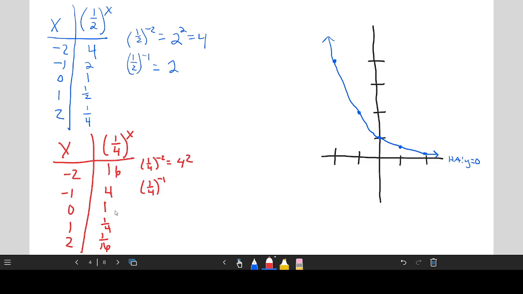So again, this is basically a horizontal reflection of 4 to the x. We used to have (1, 4), now we have (-1, 4). We had (-1, 1/4), now we have (1, 1/4). Still have that point (0, 1) because that's on the axis we're reflecting over. And we're still going to approach that horizontal asymptote y equals 0 as we move to the right.